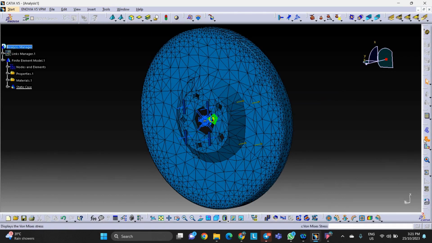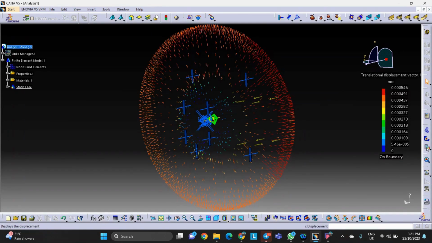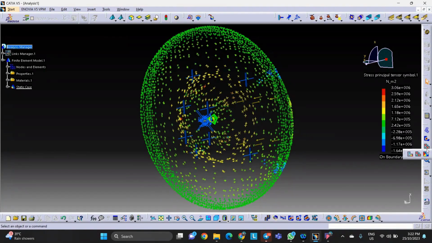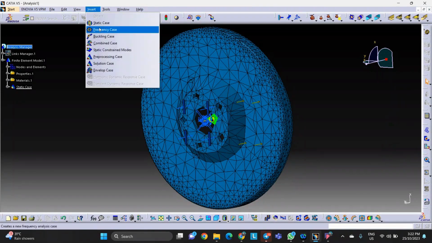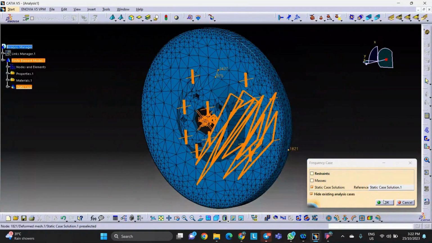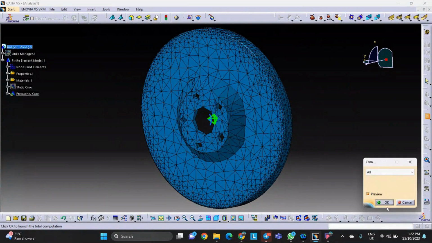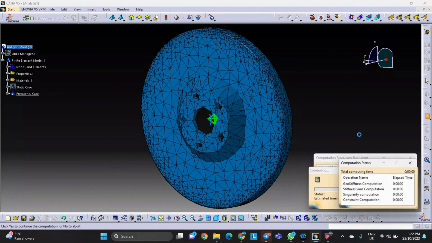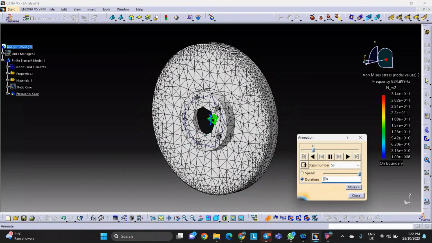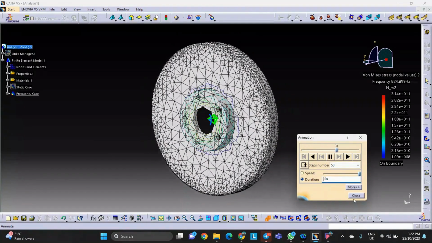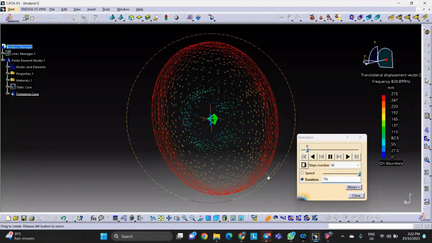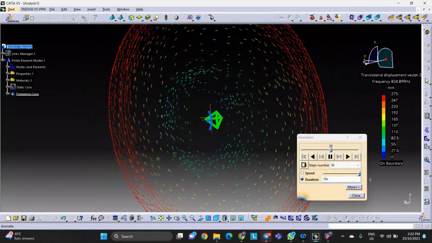Before we go to the insert, one by one we check the deformation, von Mises and principal stress. Then we click the frequency case, then the static case solution at the collar area of the brake pad is selected. The data is computed once again to obtain the deformation, von Mises and principal stress on the material. The data mentioned in step 7 is checked one by one to see the rotation of the brake rotor.